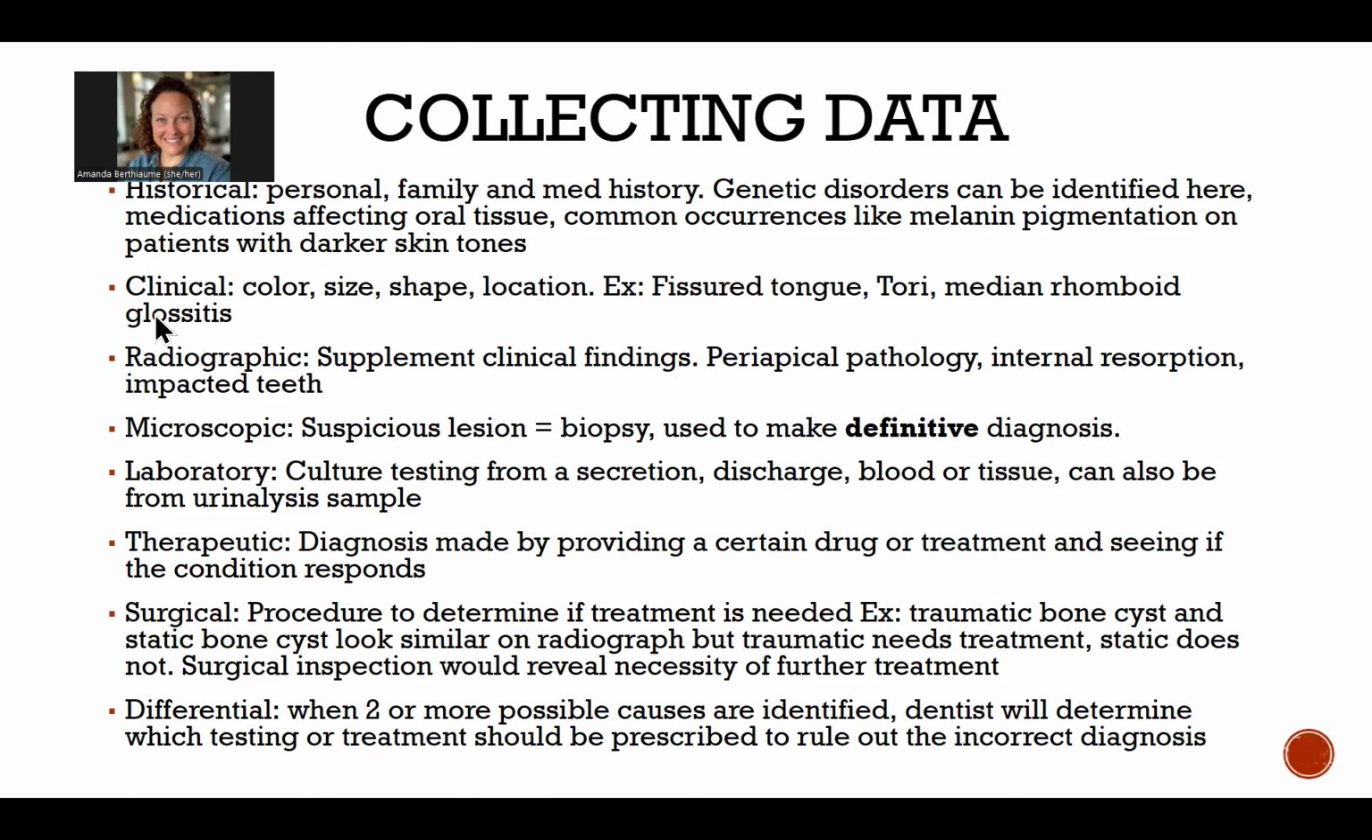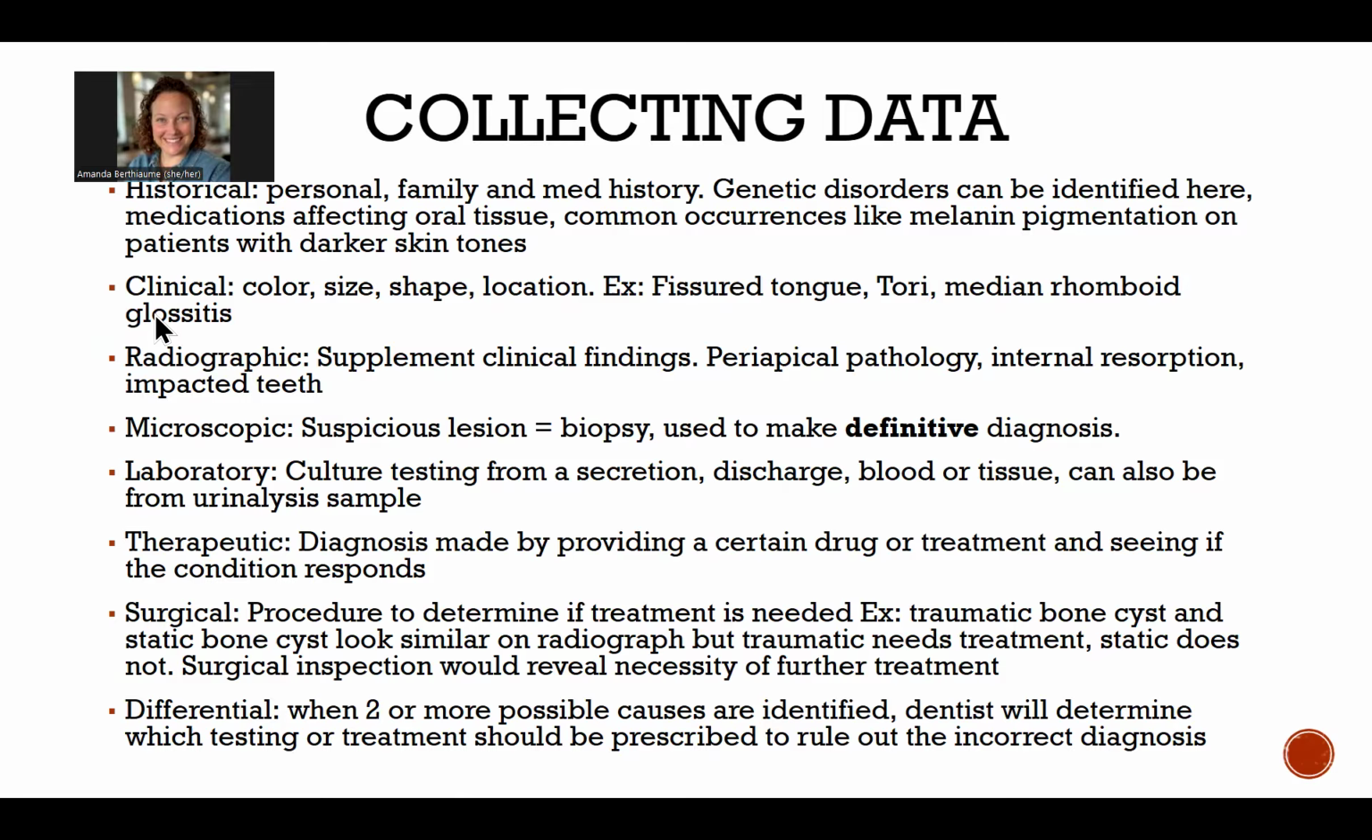Okay, so you need historical information from your patient, their personal, family, medical history. Are there any genetic disorders? Is there any common occurrences? Whatever that is abnormal, what is the color, size, shape, location? Right? So like if somebody has a fissured tongue, what does that look like? Being more descriptive is always best, and pictures are even better.